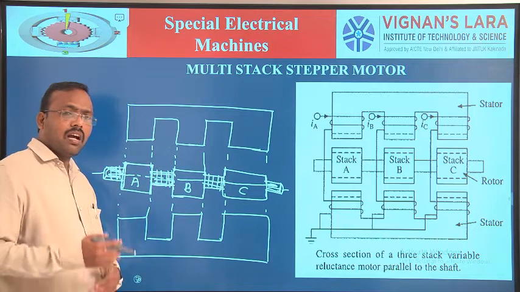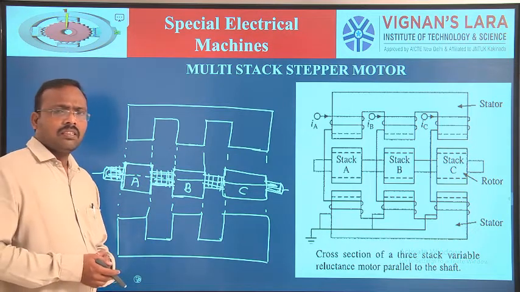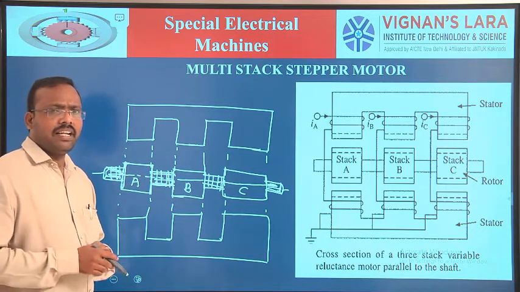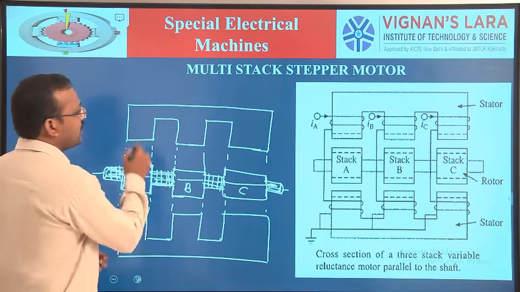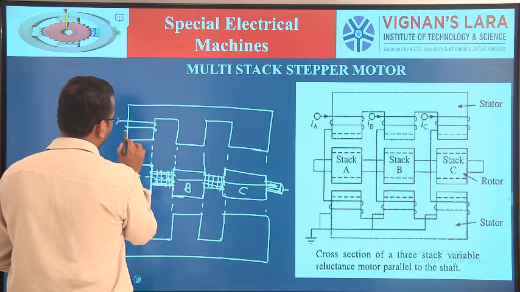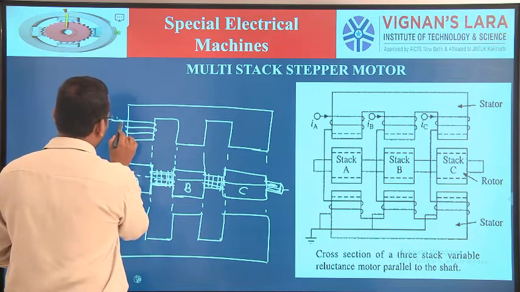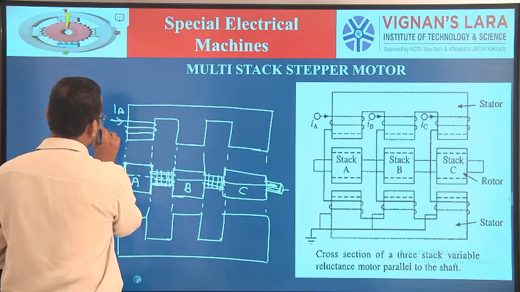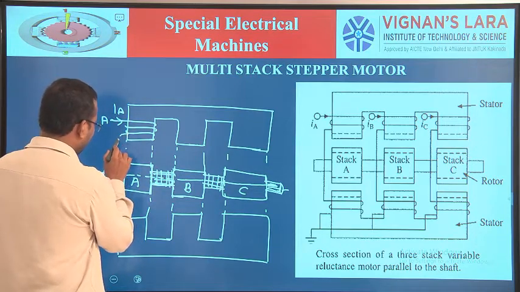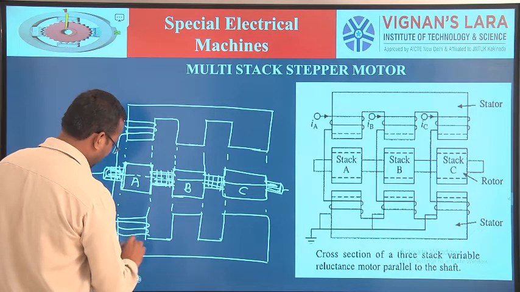So stator poles or stator stacks carry the stator winding. That winding is called concentric winding. So this is our concentric winding. This winding carries the current called IA. This is for A phase. This is connected in series to another phase of the stack.